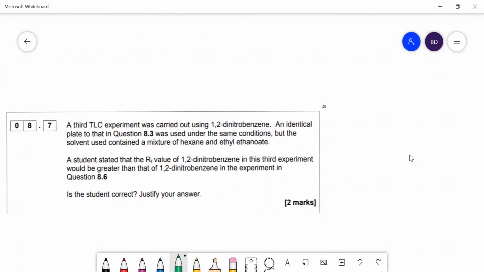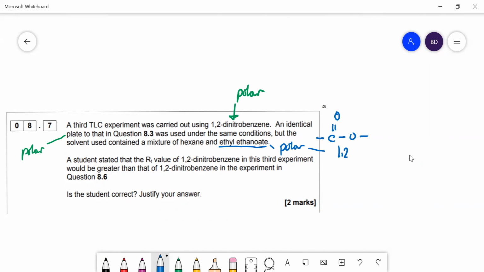Right. A third TLC was carried out with 1,2-dinitrobenzene. So remember, this is the polar molecule. Use the same identical plate. So in other words, the plate is polar. But the solvent used contains a mixture of hexane and ethyl ethanoate. Now, hexane is non-polar, but ethyl ethanoate is polar. It's got carbonyl groups and oxygens, and it's got the ester group in it, hasn't it? So this is a little bit more polar. Okay, so that means we would expect the 1,2 to like the solvent more. Greater affinity for the solvent. That means it's going to move further in the solvent. So that means it's going to be a bigger RF value.